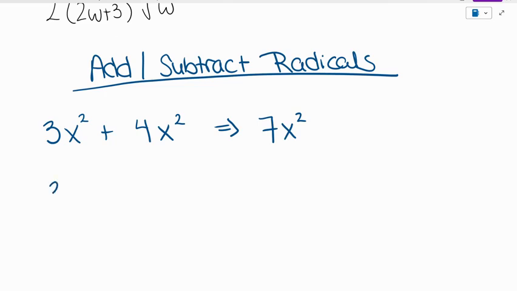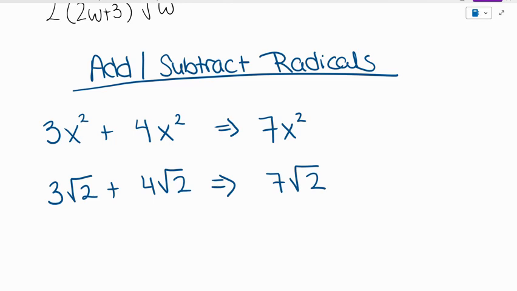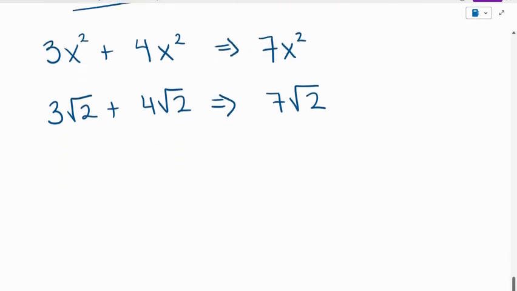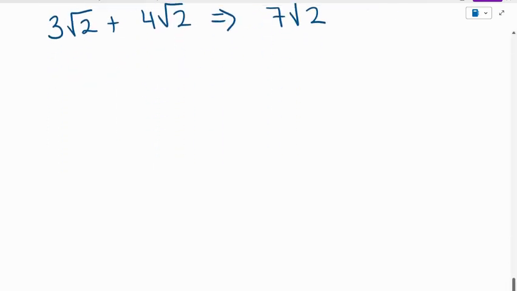It's the same idea with the radicals. If I have 3 root 2 plus 4 root 2, do we agree they have the same radicand? Yeah, so when you add, you only add the coefficients. So this is going to be 7 root 2. Okay. So you guys can write this one down.